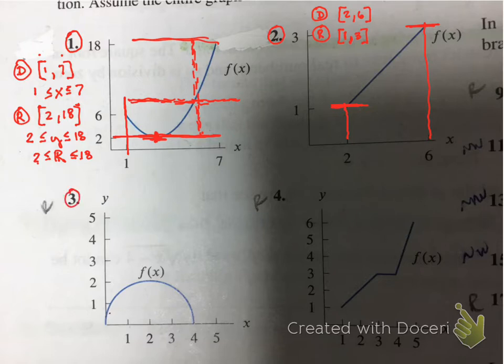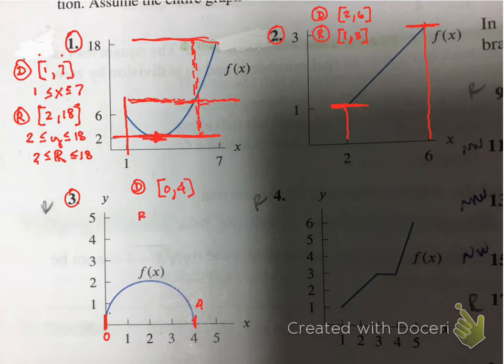Number 3, I've got a semicircle. Let's look at our domain. Lower bound of our domain is an x value or an input of 0. Upper bound is an input of 4. We would say for the domain 0 to 4, again inclusive.